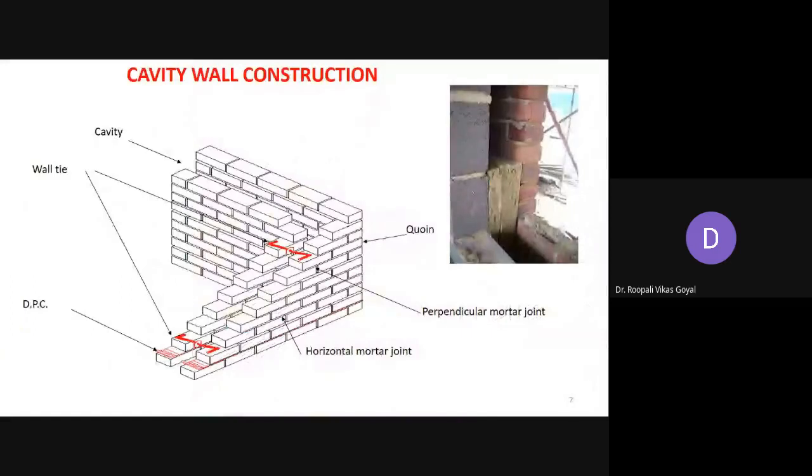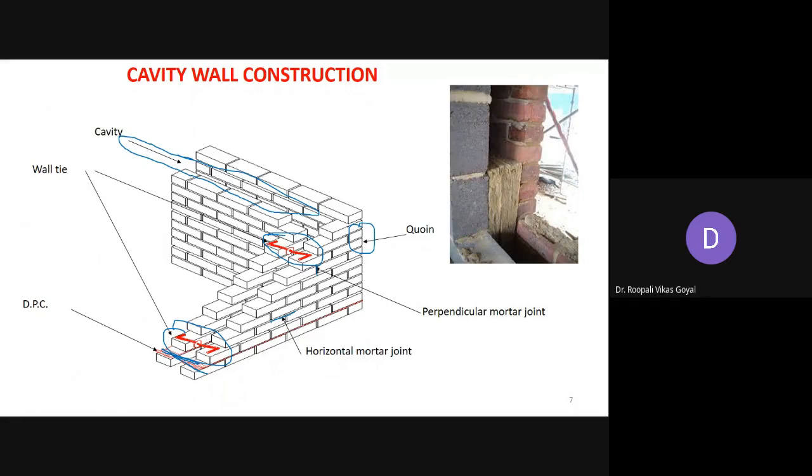So here in this figure you can see the 3D sketch, that is the isometric view. So here this continuous formation of cavity, it is quoin, that is your corner bricks, then perpendicular joints and horizontal or bed joints, and here there is a provision of wall ties. So at certain regular intervals we have to provide these wall ties, that is the interconnection between two walls. And here you can say this is your DPC, damp proof course.